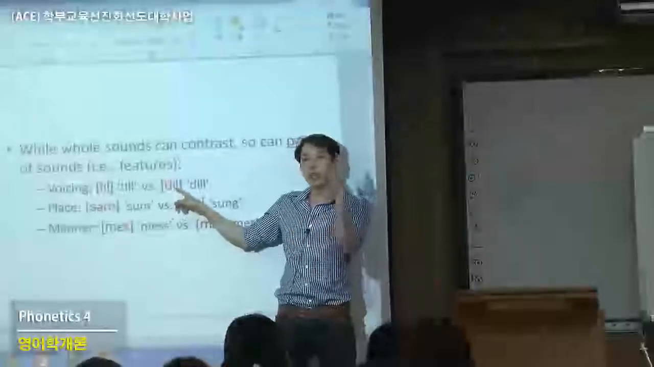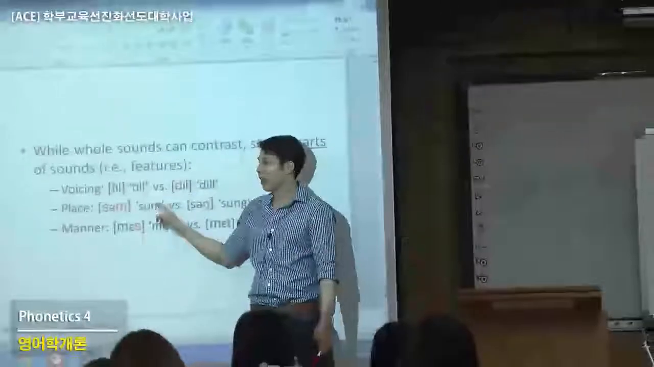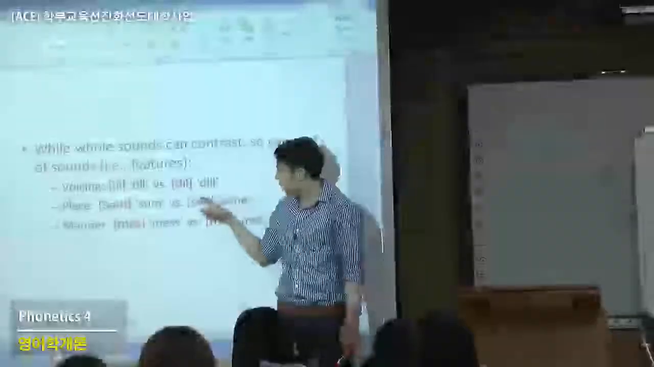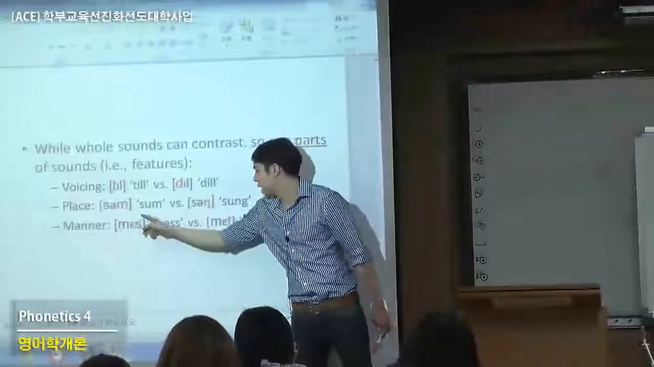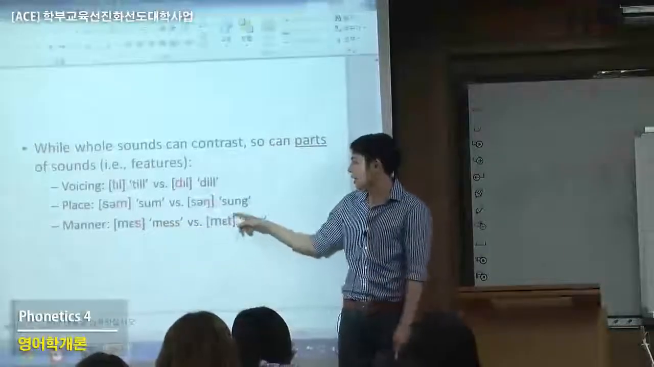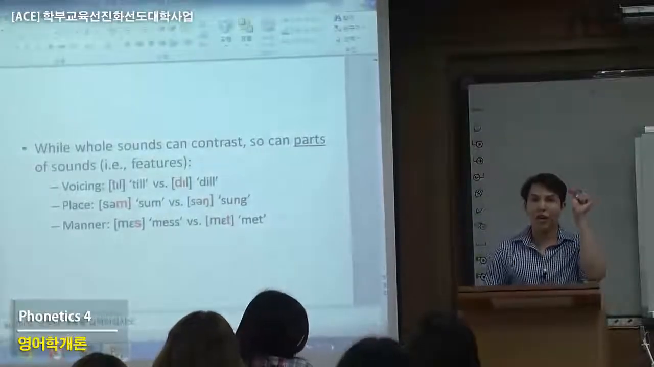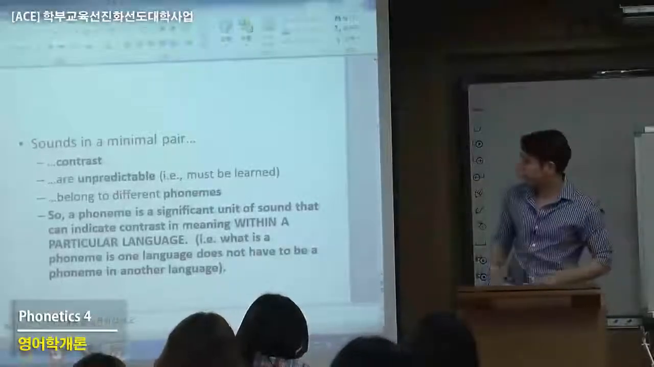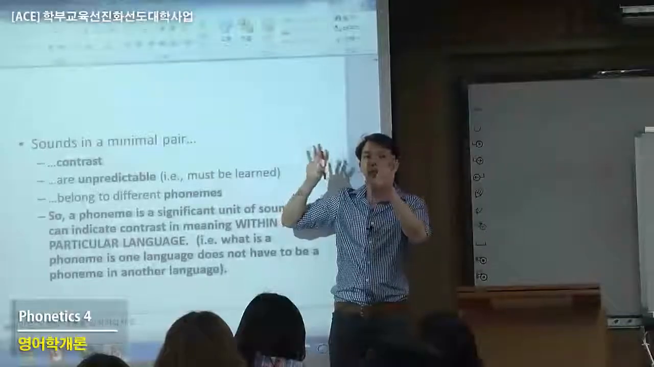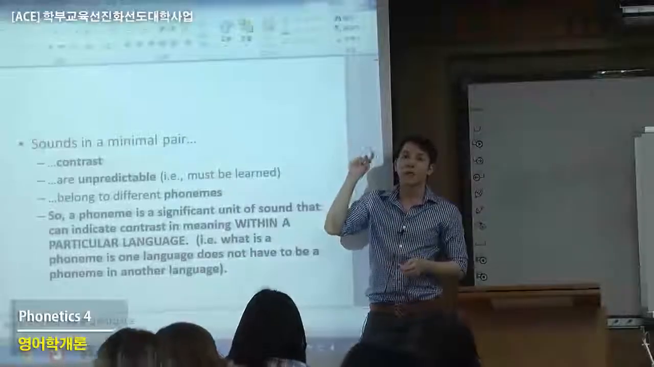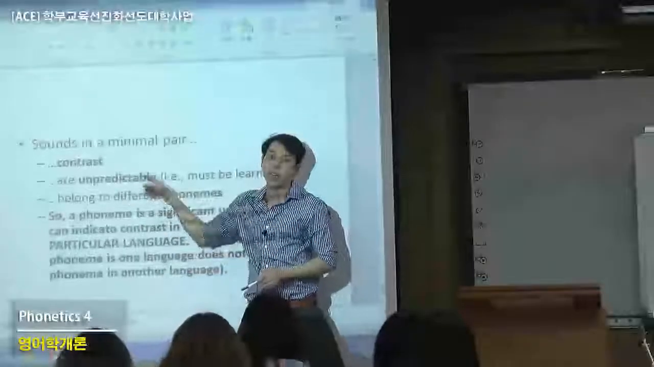Till and dill, the only contrastive thing that makes meaning different is voiced and voiceless, okay? For the place, M and N with a tail, right? This is velar, this is bilabial. Manner as well, this is alveolar, and this is alveolar, this is alveolo-palatal, like that, right? So parts of a sound could contrast as well. So sounds in a minimal pair, meaning two words that are different minimally, okay? There's only one difference between the two words.